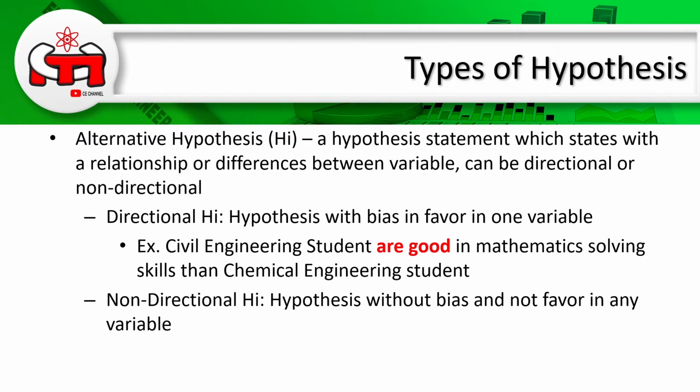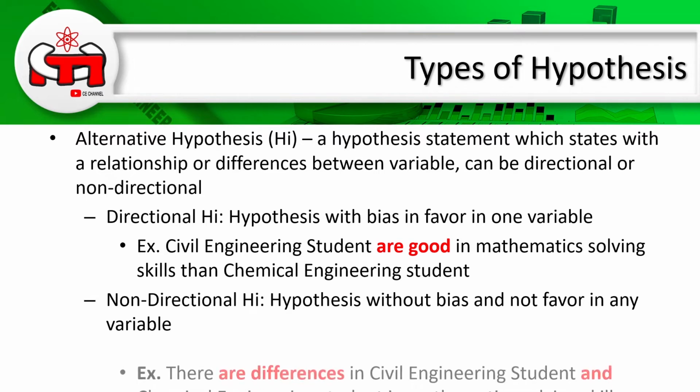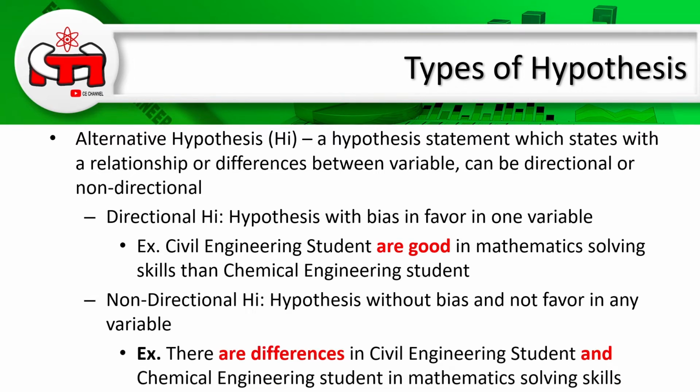Another alternative hypothesis, H sub I, is non-directional, which is defined as a hypothesis without bias and not favoring any variable. For example, there are differences in civil engineering students and chemical engineering students in mathematics solving skills. In this example, we notice that the word resulting in no favor for either variable is the word differences.